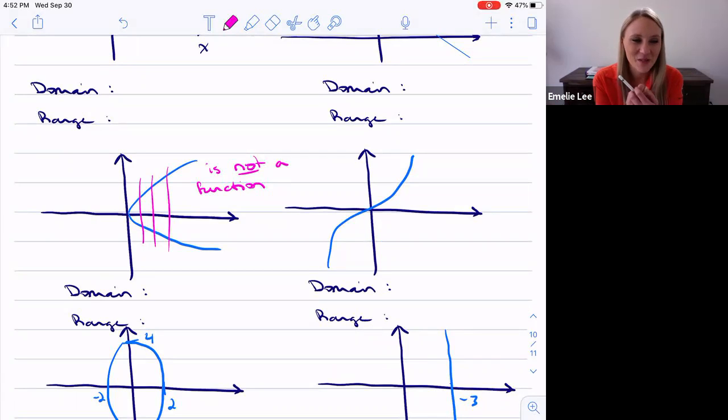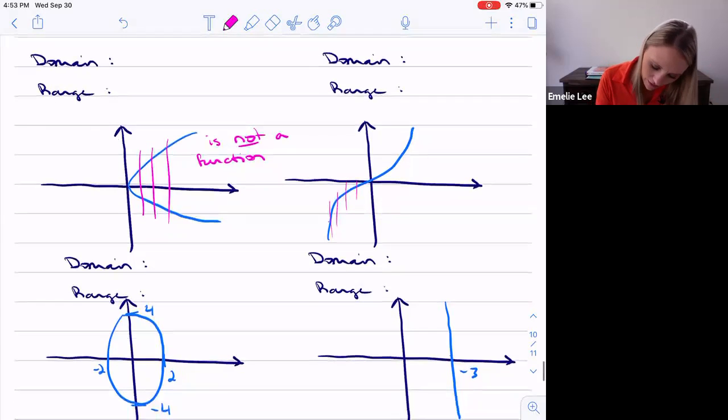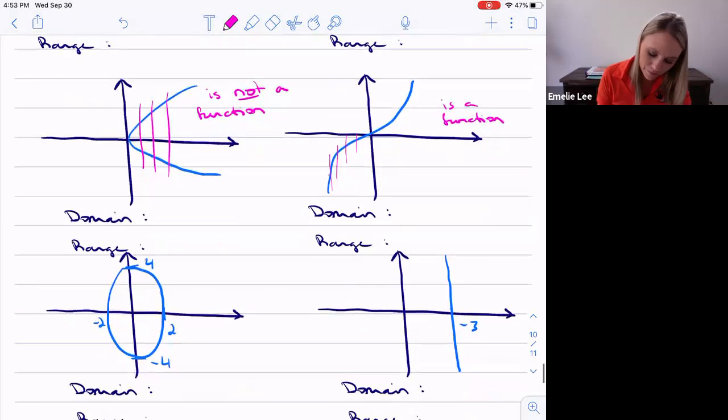How about this next one? Looks pretty good because I didn't draw it very well, but these keep extending a little bit off to positive infinity and negative infinity. So here, this is a function, and I mean it this time, not like last time.